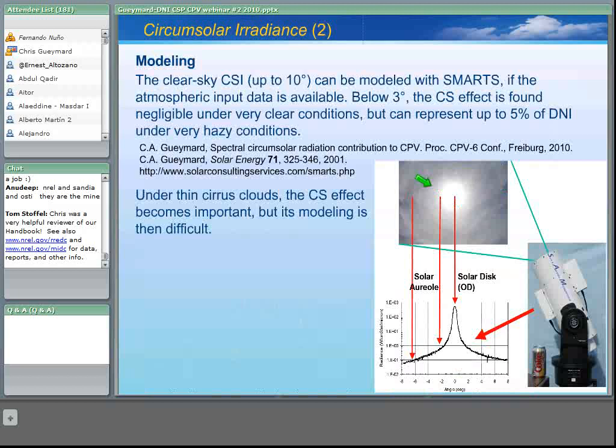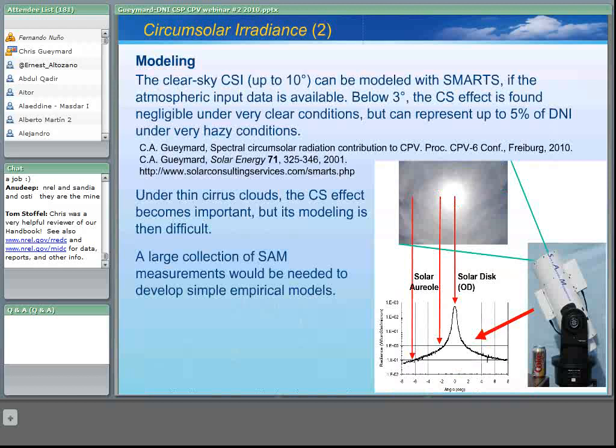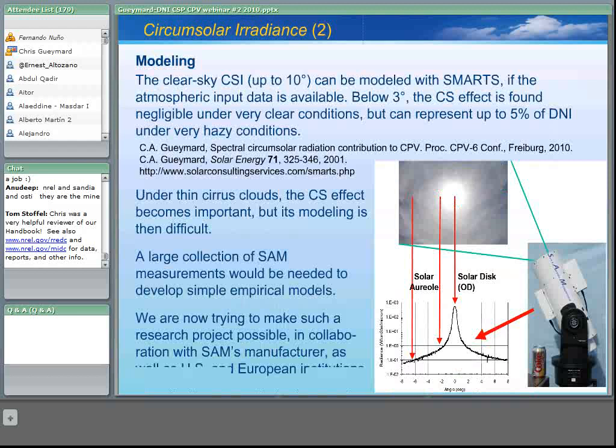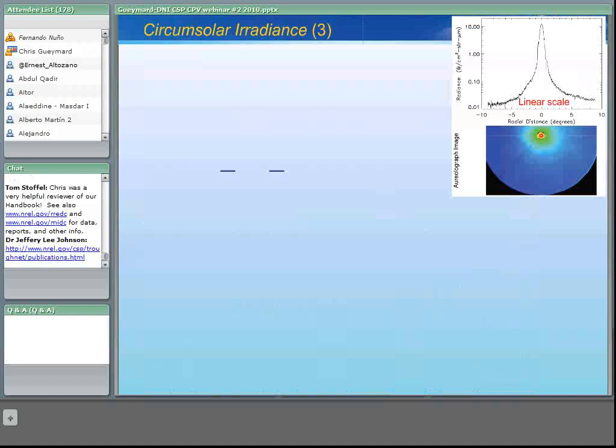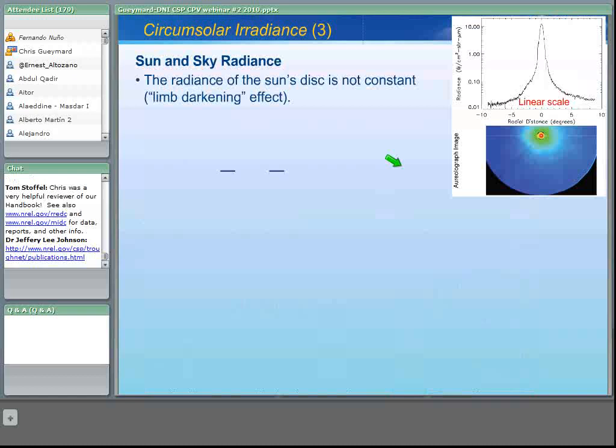So in this case, a large collection of measurements, for example, would be needed to develop simple empirical models. And we are now trying to make such a research project possible in collaboration with the SAM manufacturer, as well as some US and European institutions. Now we have this plot of circumsolar radiance on a linear scale from the sun center at zero to about 8 degrees from the sun center here. And you see this kind of exponential decrease, which corresponds to this picture, where the sun obviously is in the center, and how the bright area here actually decreases from the sun center.